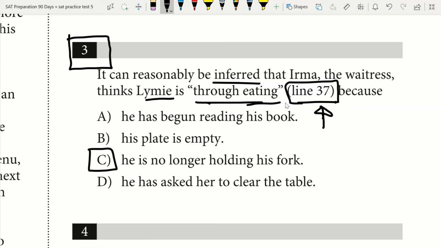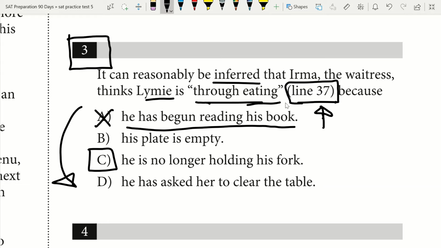Now, obviously, you don't have time to read this passage because this is going to be a short tip and trick video, but let's go ahead and cover why A, B, and D are all wrong and what you can learn from that for future inference questions that you may encounter on the SAT reading section. So option A, he has begun reading his book. Okay, in this passage, he has already been reading his book for a while before she tries to take his plate. So therefore, that answer cannot be correct.